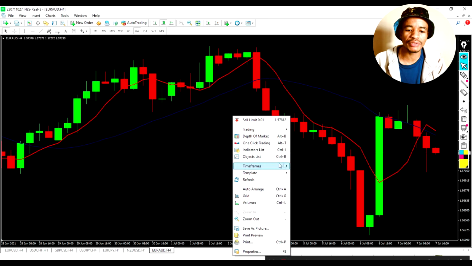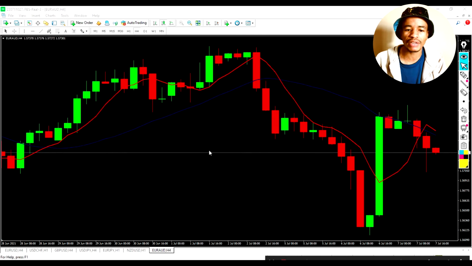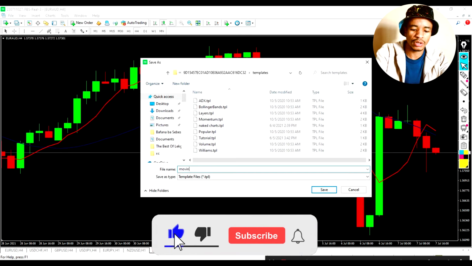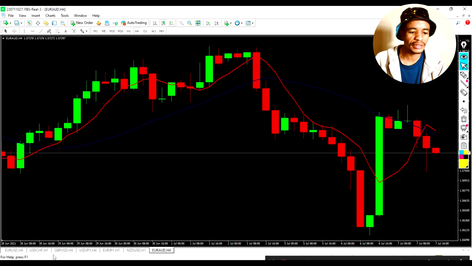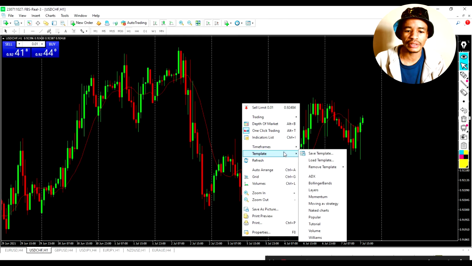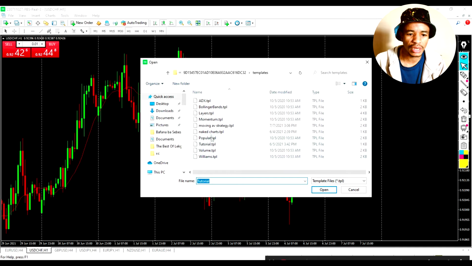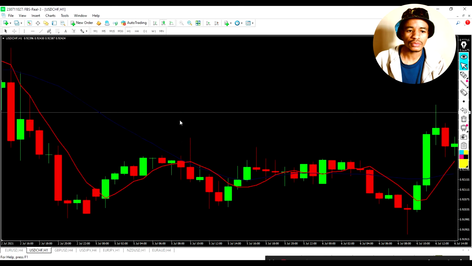First of all, you need to save these templates right here. You need to go to template and then save template. You need to save whatever that is here. So we are going to say moving av strategy. Save that, and let's move to a different pair. So right here I will just go and load that template. On that template I will select the moving av strategy right there. Open. Now we have something like this.